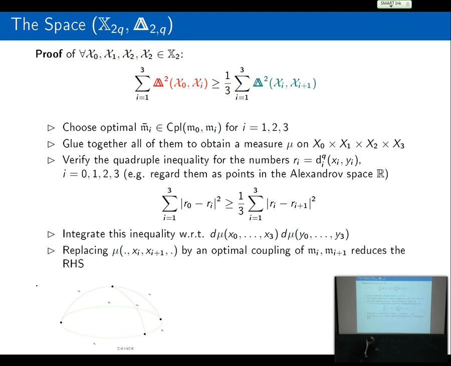So let us use this picture. Let us think now that these are not points, that these are the metric measure spaces, x0, x1, x2, x3.